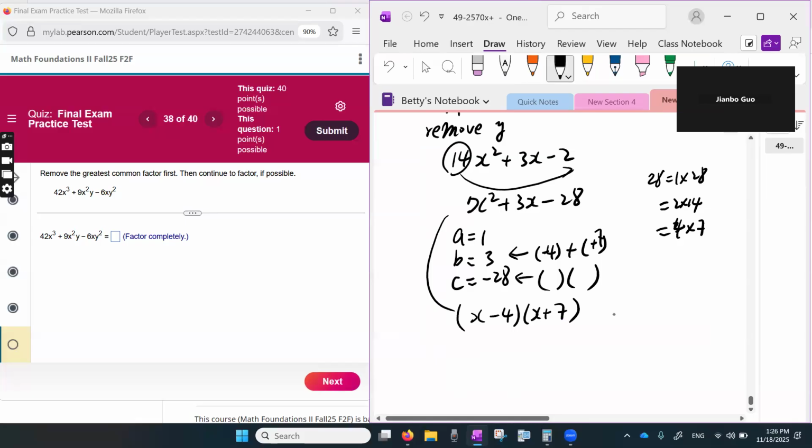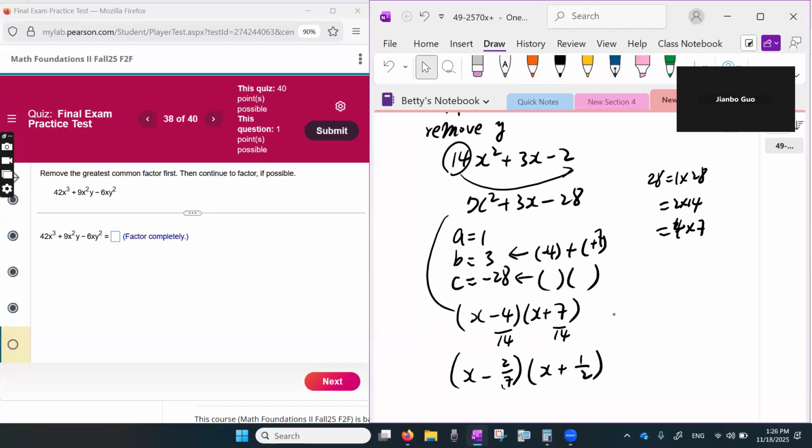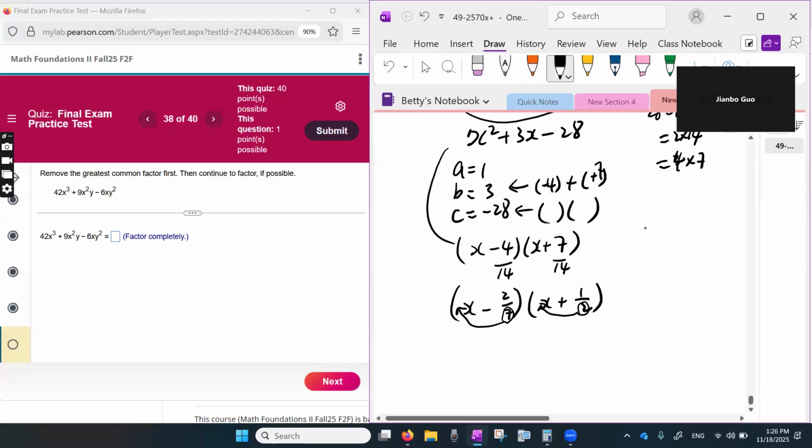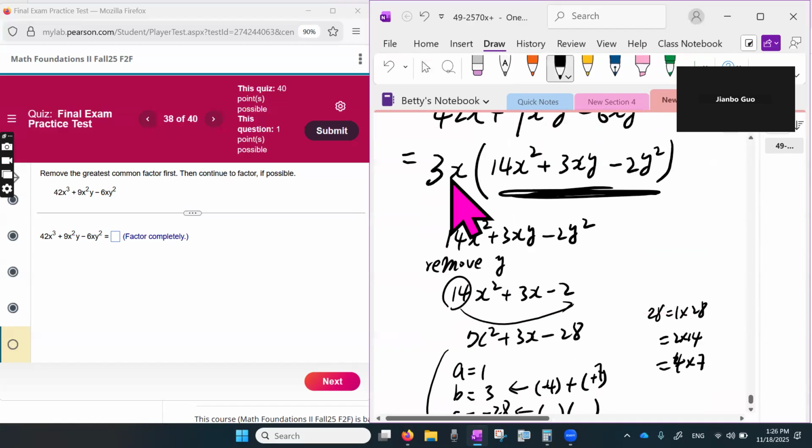And then divide by 14. Simplify: x minus 2/7, 2 over 7, and this is x plus 1/2. Slide it back, and we have 7x minus 2, 2x plus 1. Do not forget that you have a GCF, which is a 3x here, okay?